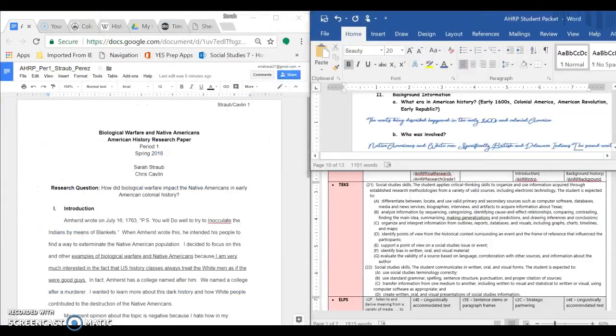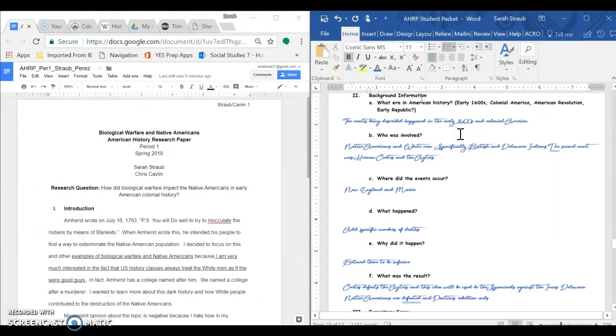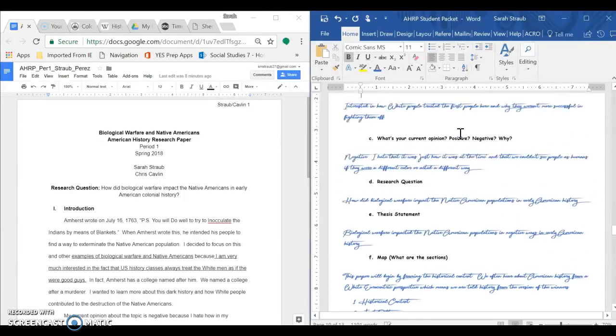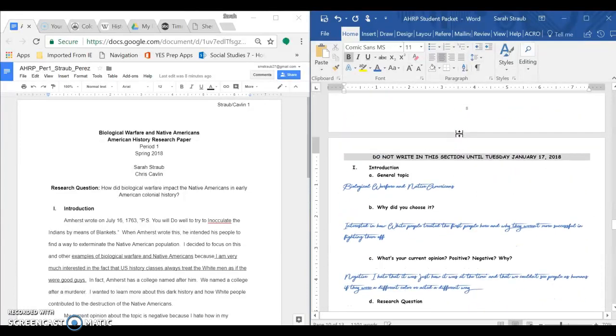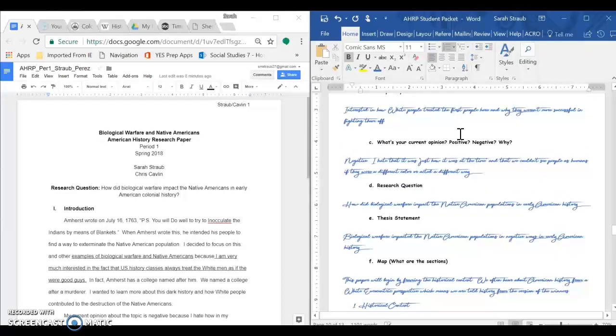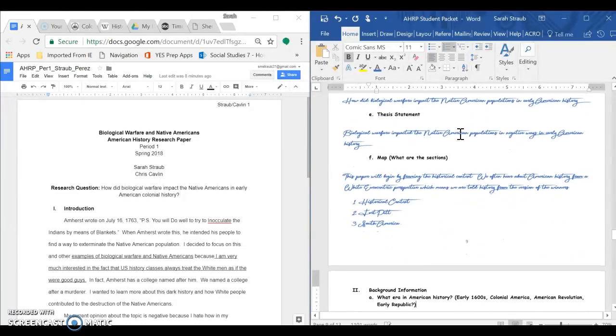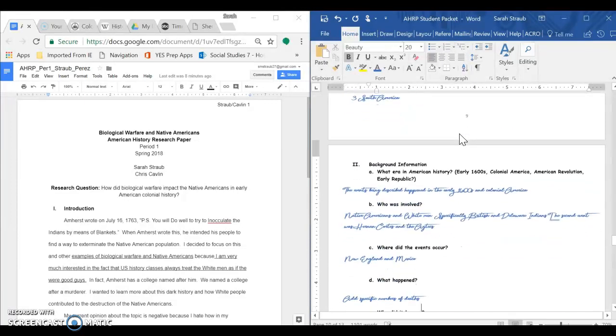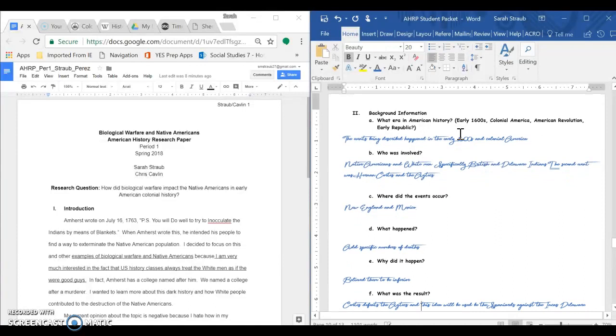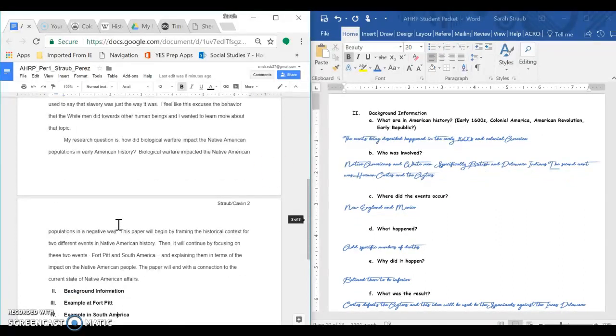At this point in time, I also have my outline done. I've taken the time to complete my introduction right here. Notice there's not a lot of details, just enough so I know how I'm going to organize. And I've also completed my background information. I'm going to be going straight down to my background information section.